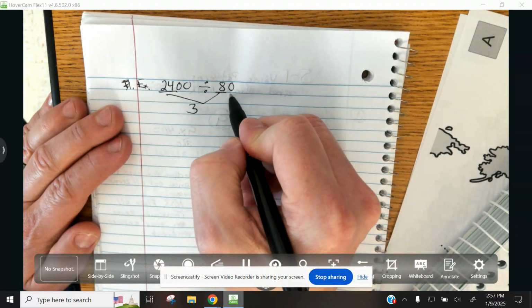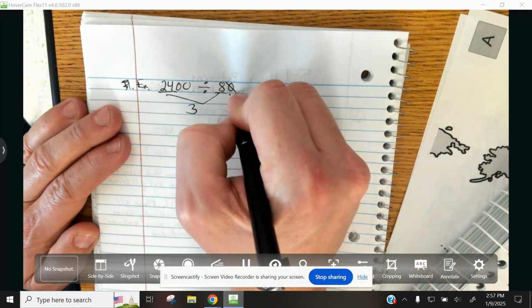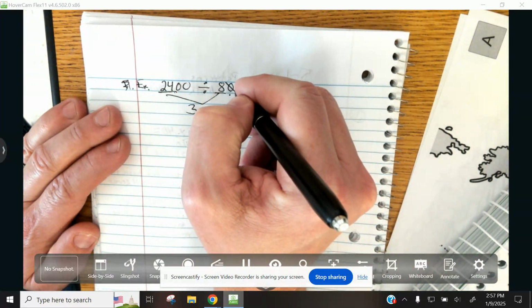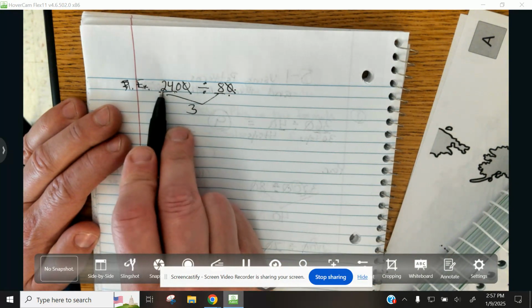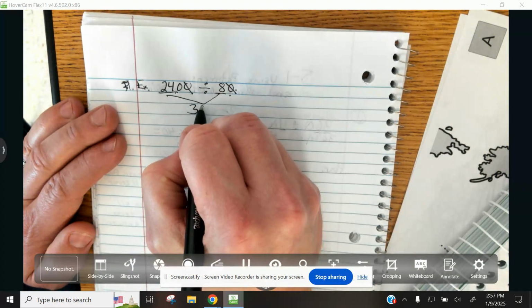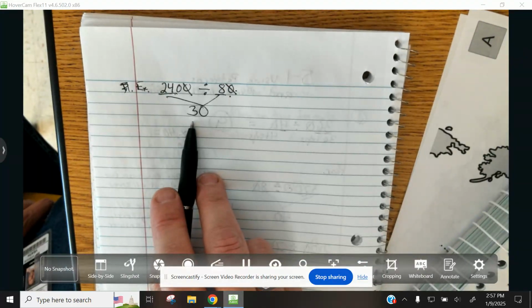I have 1 zero on this side, 2 on this side. So how many am I allowed to cross out? Just 1. This cancels. The zero here and the zero here. I'm left with 1 zero here, which makes it 10, makes my basic fact 10 times larger. So I need to make my answer 10 times larger. My answer is 30.